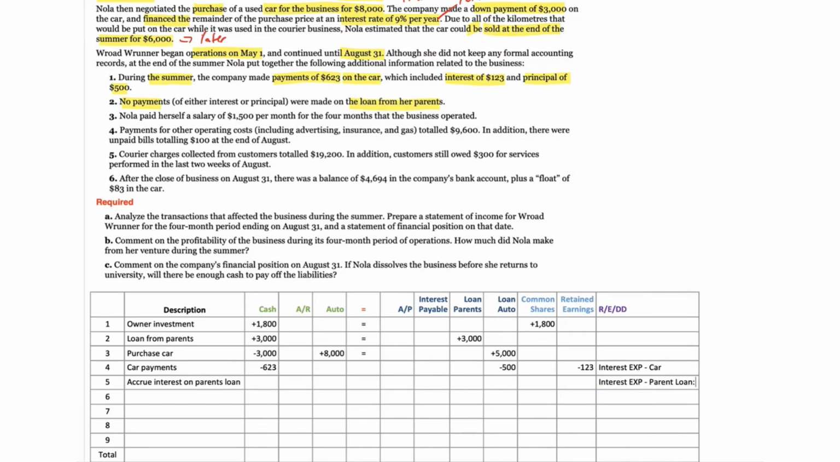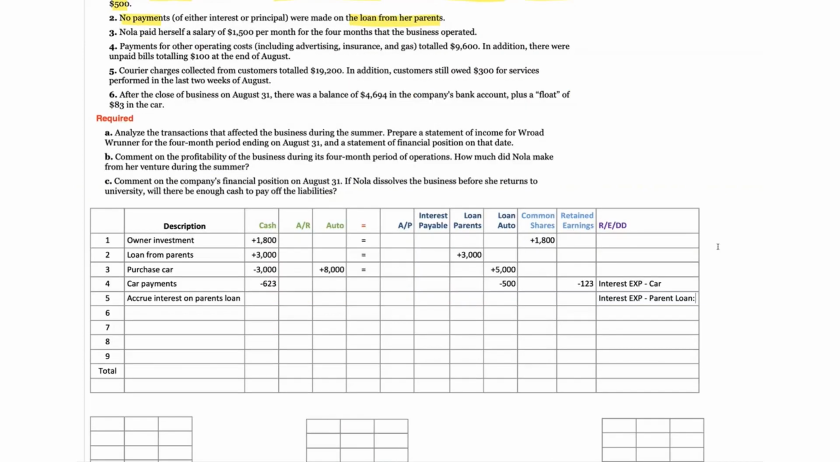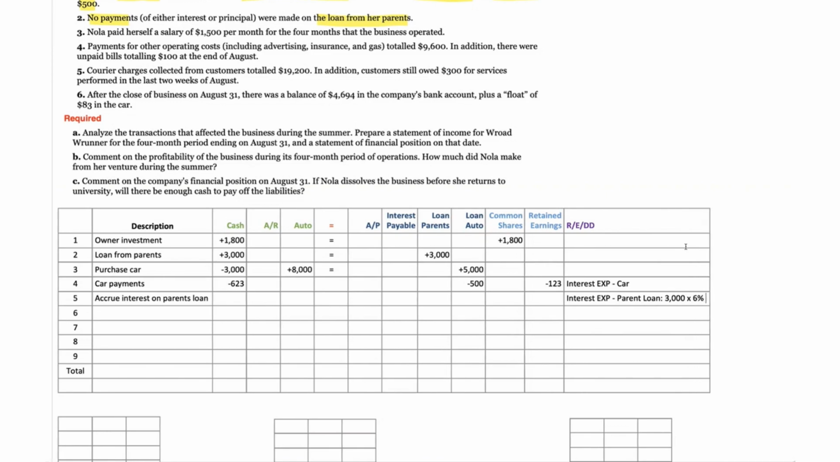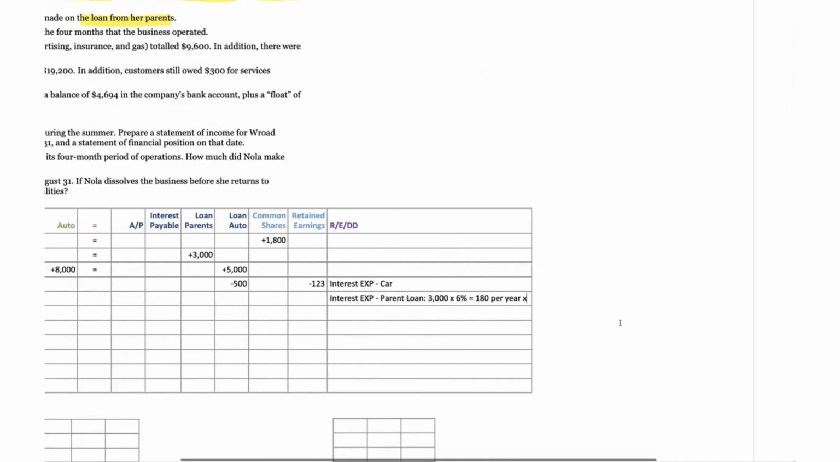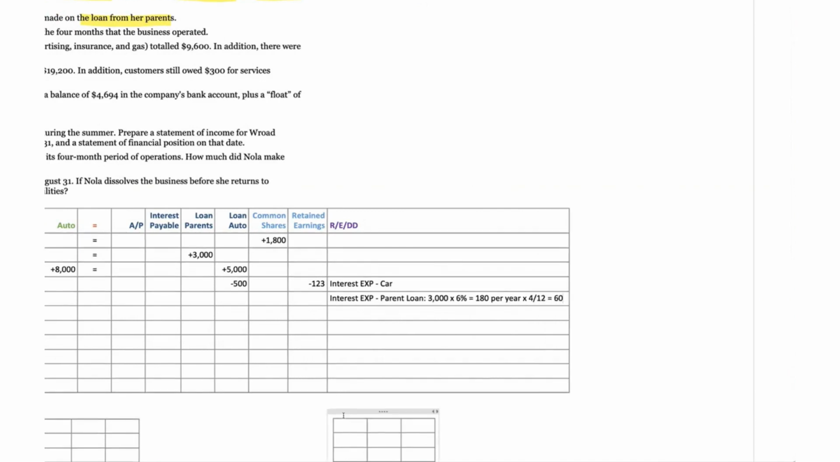How do you calculate interest? You guys remember how to calculate interest from high school or wherever? How much is the principal on the loan? How much does she borrow from her parents? Isn't that 3,000? Dollars, yeah. Times 6% is $180 per year, because interest rates are always quoted annually. But now we have to multiply that by 4 months divided by 12 to get 60. So the total interest accrual will be $60 in interest expense.